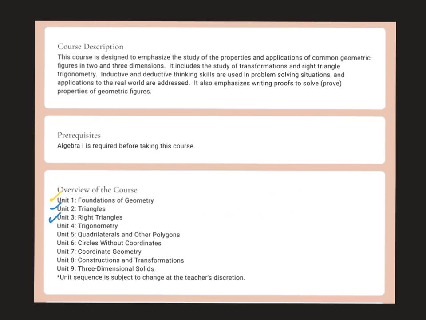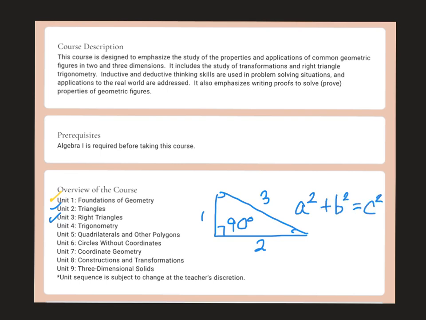Next, we'll look at right triangles. Those are those special triangles that have a 90-degree angle, just one, and the rest are acute. So we'll be solving for a third side using the Pythagorean theorem. Hopefully you remember that. If not, we'll be learning that again. a squared plus b squared equals c squared. So you'll get some practice with that.